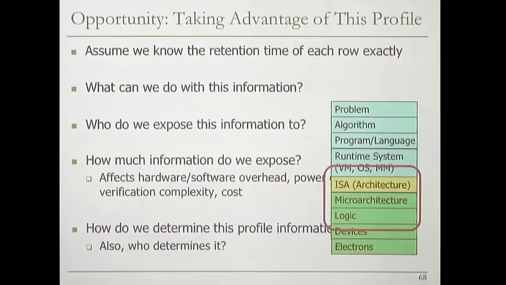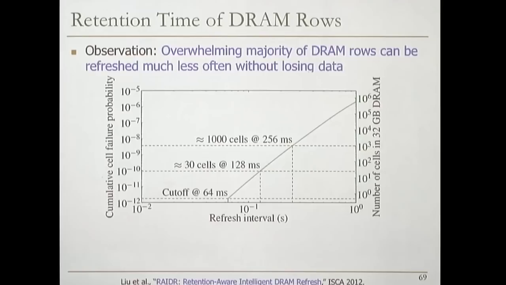Okay, so let me give you some real data. This graph is borrowed from a paper from Samsung. Basically, that paper showed that an overwhelming majority of DRAM rows can be refreshed much less often without losing data. For example, if you have a 32 gigabyte DRAM, only 1,000 cells need to be refreshed more frequently than 256 milliseconds. And only 30 cells need to be refreshed more frequently than every 128 milliseconds.